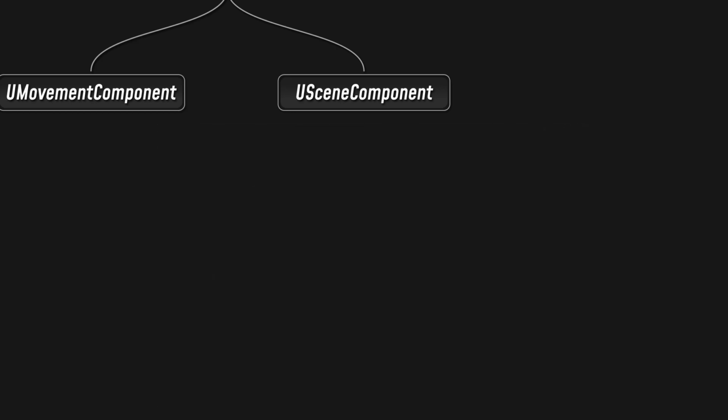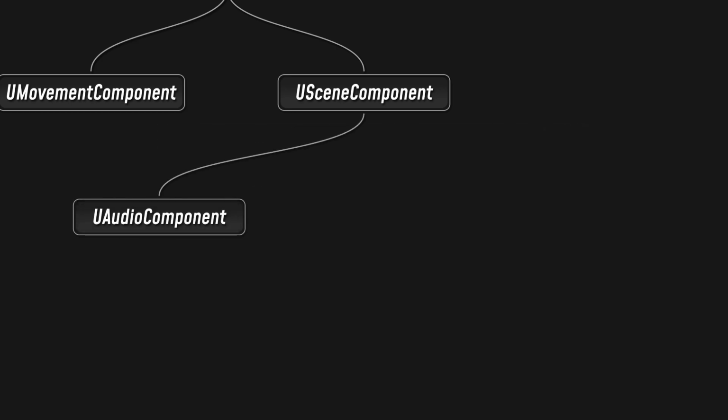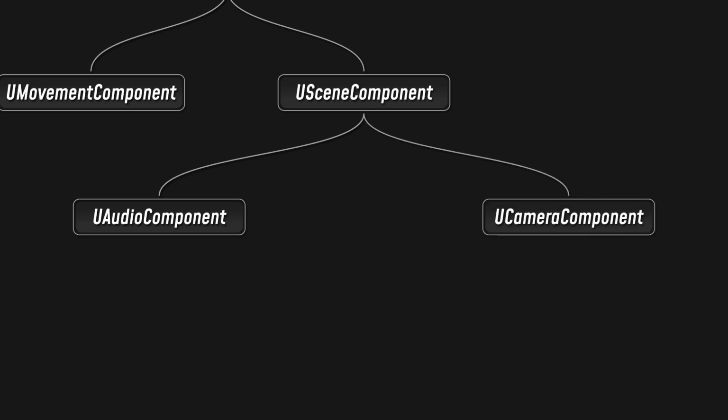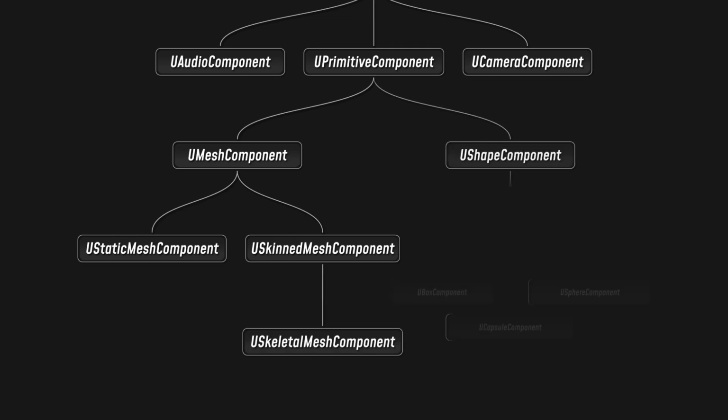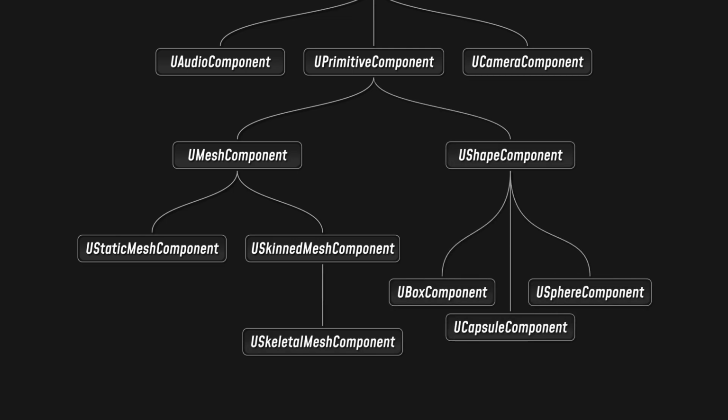Examples of scene components include audio component, which plays a sound at a specific location, or camera component, which defines a particular point of view. And then there's primitive component, which is a further specialization representing all the scene components that can be rendered in the viewport and collided against. That includes mesh components, basic collision primitives, and lots of other things.